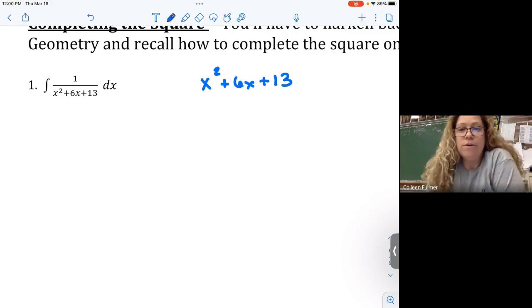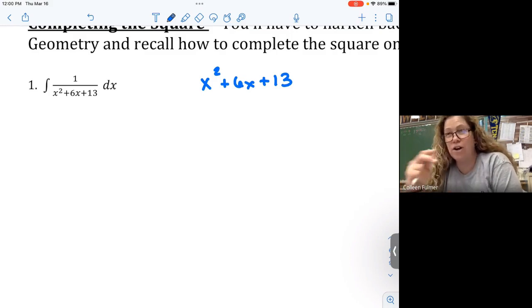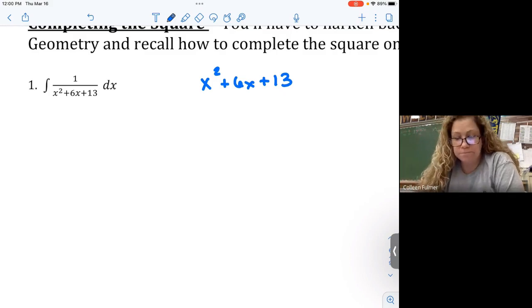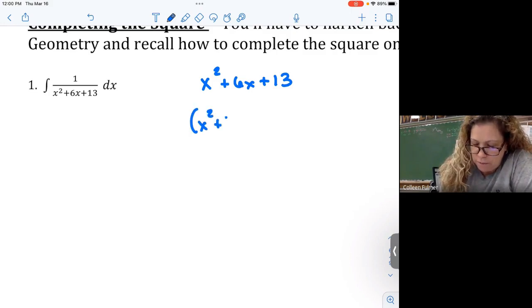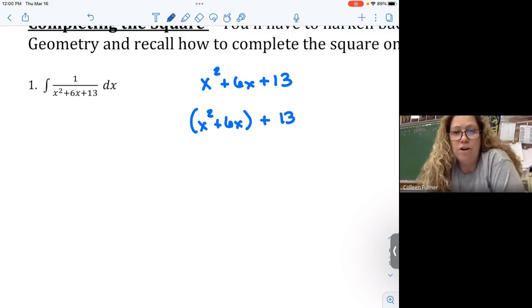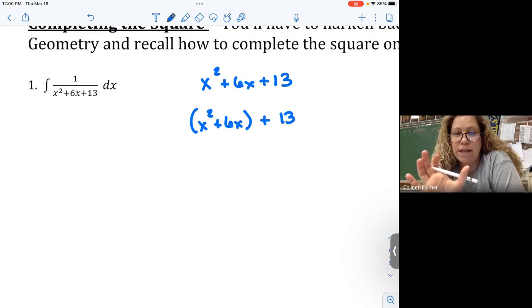And I'm going to complete the square on this. Now, this is going to be a little bit different than the example video I did on completing the square because this is an expression. It's not an equation. So I'm going to have to figure out how I can keep this thing balanced even though it's not an equation. So I'm going to group the first two together, x squared plus 6x, and then I've got this plus 13 over here on the end. We'll worry about that later, okay? And I want to focus on that x squared plus 6x.